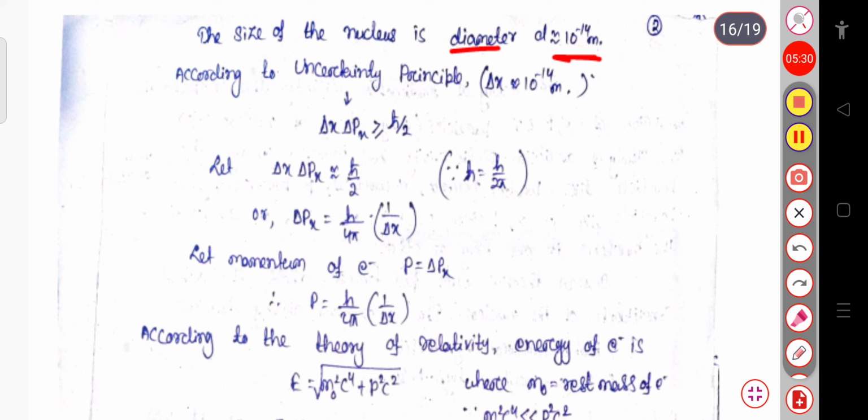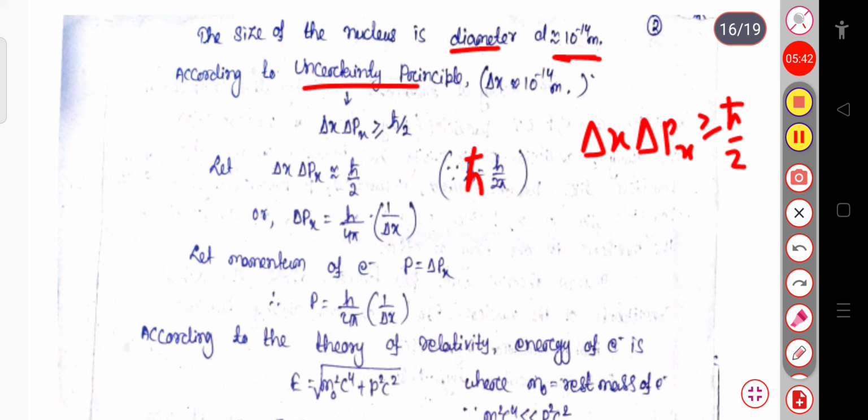So the uncertainty principle says that the change in position with the change in the linear momentum should be greater than or equal to h cut by 2. And this h cut is nothing but h by 2 pi. This h cut, or it may be pronounced as h bar, is equal to h by 2 pi, where h is Planck's constant.